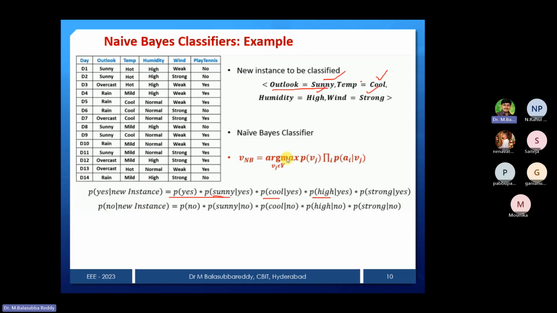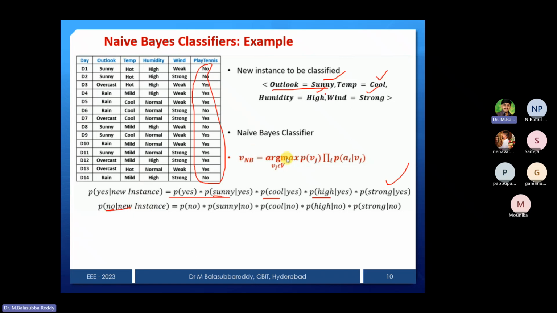In this case, it will be yes when it is how many times it is a yes. Even if outlook is sunny, whether it is yes or no. And temperature is cool, then did we play tennis or not? How many times will it be yes during these instances? That is the formula. Same formula, but for no.